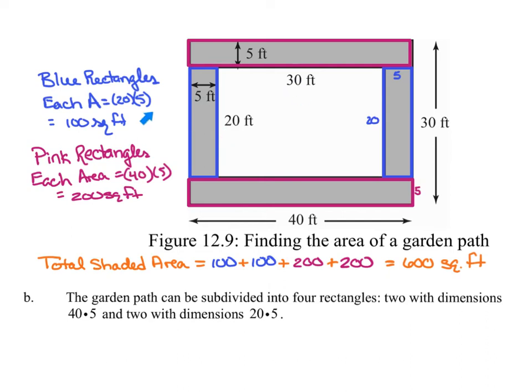So we're going to use this to calculate the area of both of those rectangles. We notice that the blue rectangles occur twice and the pink rectangles occur twice. So if we add all of those areas together, we end up with 600 square feet, the same answer we had using the other method.